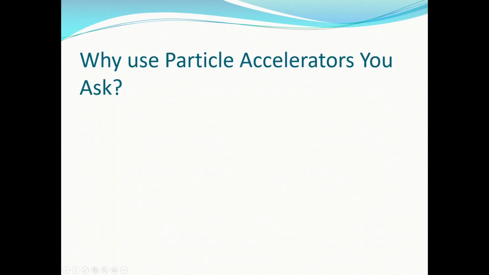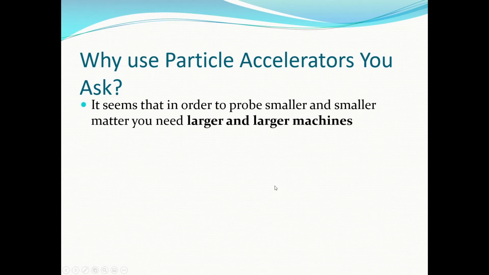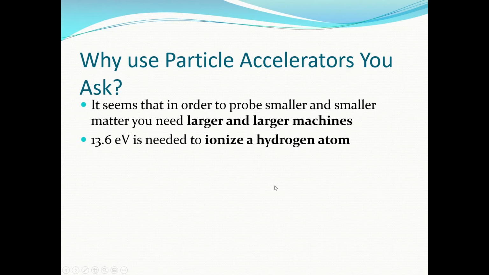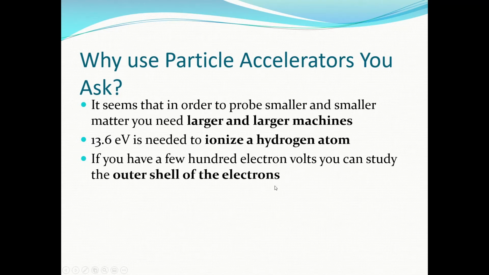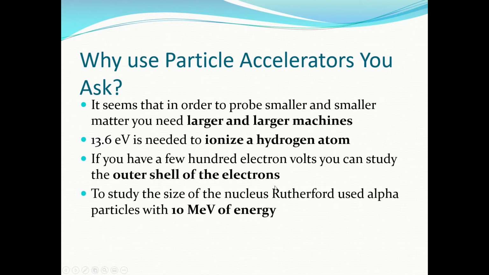So why use particle accelerators, you ask? In order to probe smaller and smaller matter, you need larger and larger machines. When we were first talking about the photoelectric effect, 13.6 electron volts is needed to ionize the hydrogen atom. With a few hundred electron volts, you can study the outer shell of electrons. To study the nucleus, when Rutherford did his gold foil experiment, he used 10 times 10 to the 6, so 10 mega electron volts of energy.